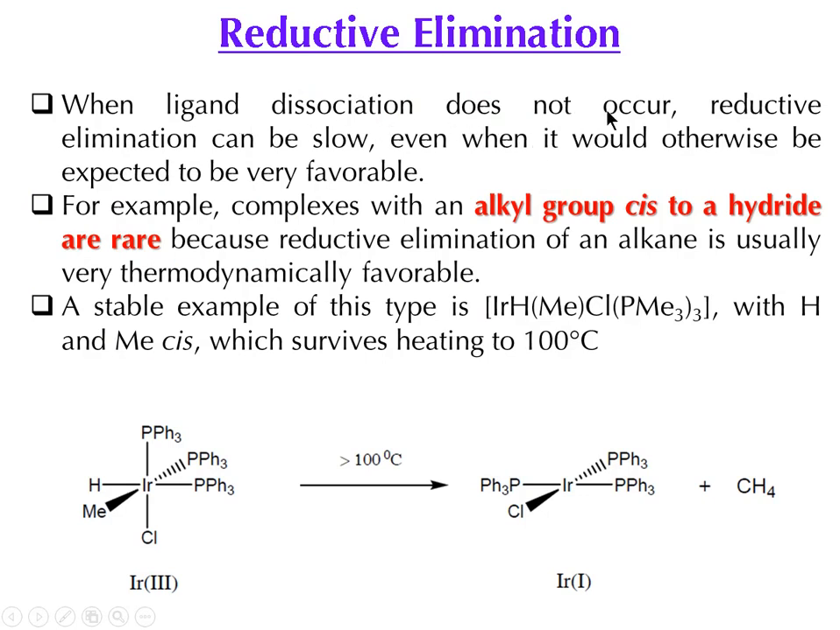When the ligand dissociation does not occur, the reductive elimination will be slow. For example, complexes containing methyl and hydrogen are not common since the reductive elimination is favored to form CH4. So the reductive elimination of an alkane is usually favored thermodynamically. A stable example of this type is the iridium hydrogen methyl Cl phosphine complex, where hydrogen and methyl are in cis position. For temperatures greater than 100, this complex is unstable. It will directly lose the methyl and H by reductive elimination to form methane.